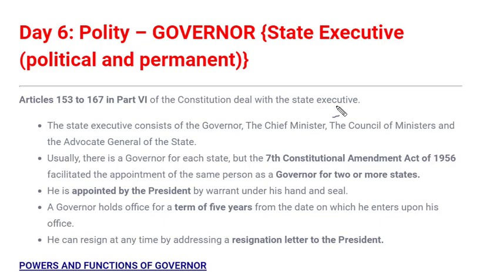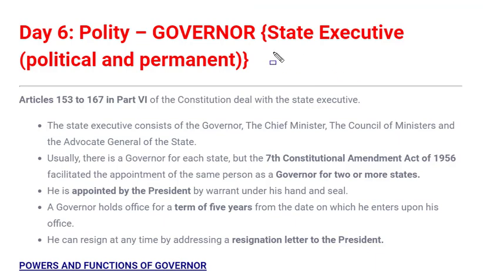But in the case of governor, although his powers are almost similar to the president at state level, the president acts at central level, whereas the governor acts in a similar function at state level. The difference is that the president is elected indirectly, whereas the governor is appointed by the president. He is not elected, and whenever he wants he can resign to the president. That means whenever a governor wants to leave his office, he can just write a resignation to the president and leave his office.